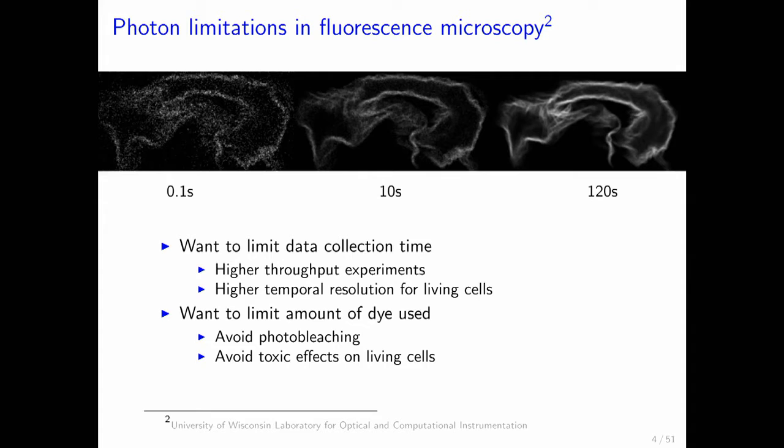And you'd really like to be able to operate in this photon-limited regime for a few reasons. You want to be able to do high-throughput experiments, so you don't want to have to sit and wait for tens of minutes to collect photons to get a crisp image. You'd also like to be able to have high temporal resolution for living cells, so if things are moving around, you can't just sit and integrate over time without starting to blur all of that motion. And you can't try to just inject more fluorescent dye to increase the number of photons you're collecting because it's going to cause problems like photo bleaching or it'll kill living cells.